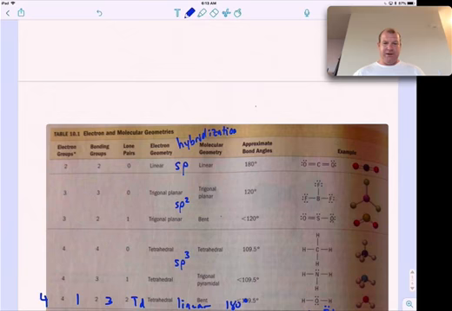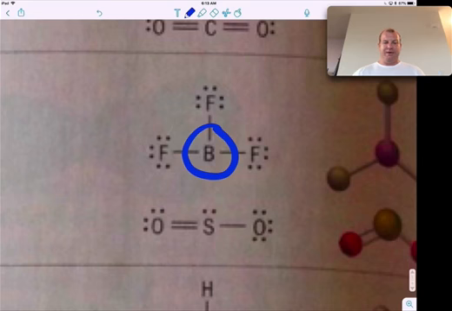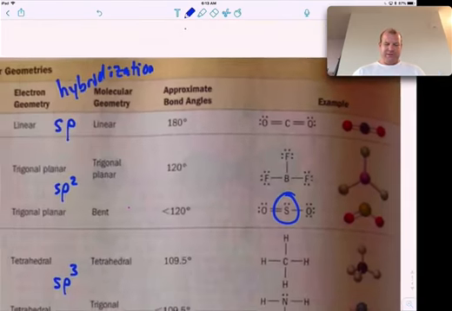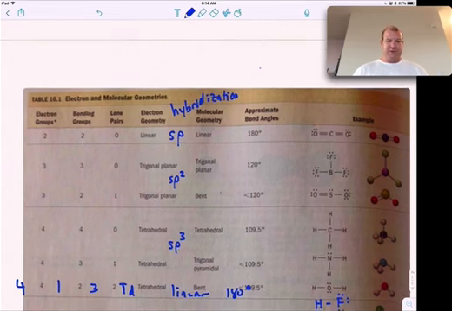Then three things. Boron here sees three things. It's three fluorines, and they're all bonded. Sulfur dioxide also sees three things: an oxygen, another oxygen, and a lone pair. It doesn't matter that one of the oxygens is double bonded; it's actually a resonance structure. So for three things all bonded, it's planar electronic geometry and planar molecular geometry. And for three things, two bonding and one lone pair, it's planar electronic geometry and bent molecular geometry.